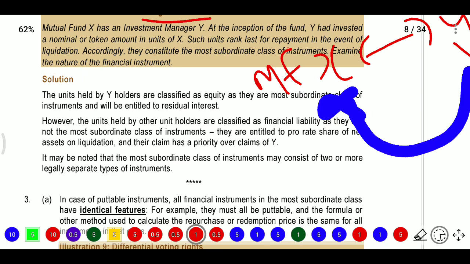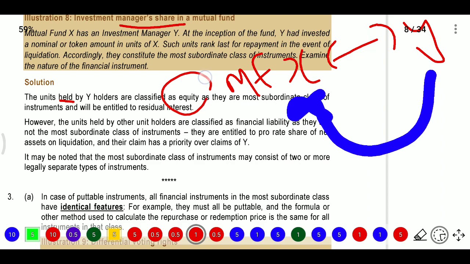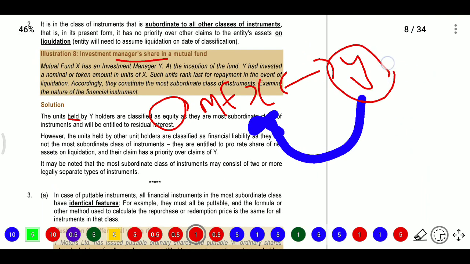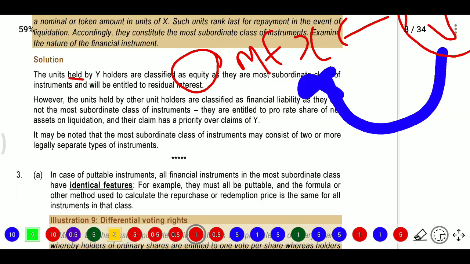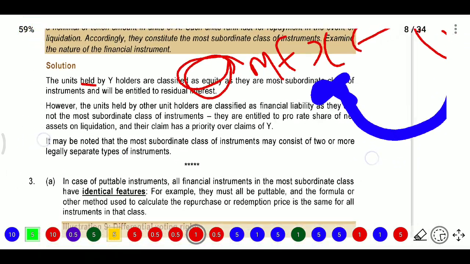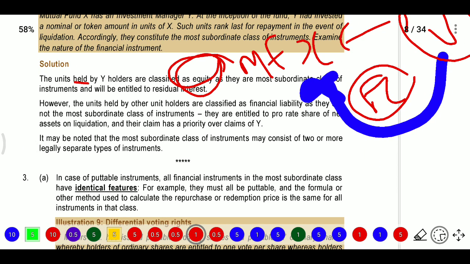Now here, units held by Y are classified as equity as they are the most subordinate of instruments and will be entitled to the residual. So they will get the residual interest. When the residual interest option is there, it will become equity. However, the units held by other unit holders are classified as financial liability, as they are not the most subordinate class of instruments. They are entitled to pro rata shares of net assets on liquidation, and their claim has priority over the claim of Y.